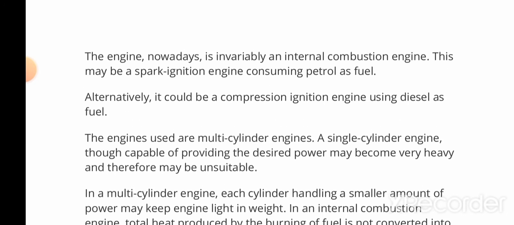The engine nowadays is invariably an internal combustion engine. This may be a spark ignition engine consuming petrol as fuel, as I explained earlier in our topic. Alternately, it could be a compression ignition engine using diesel as fuel. But these days, petrol based engines have also been developed and used in our daily lives.